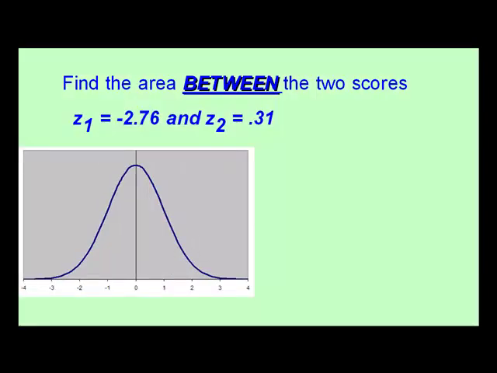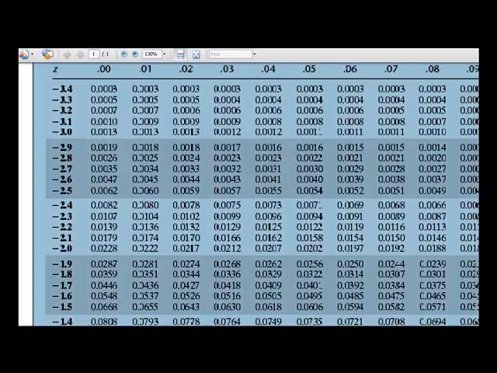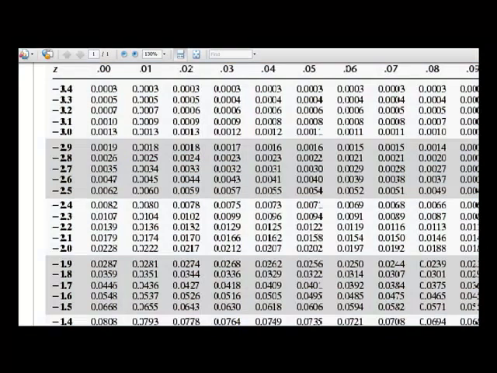If one z-score is negative 2.76 and the other z-score is positive 0.31, I have to look at two different charts, but I'm still looking for probability. The probability of the first comes from the negative z-score chart. Negative 2.76 gives a probability of 0.0029.